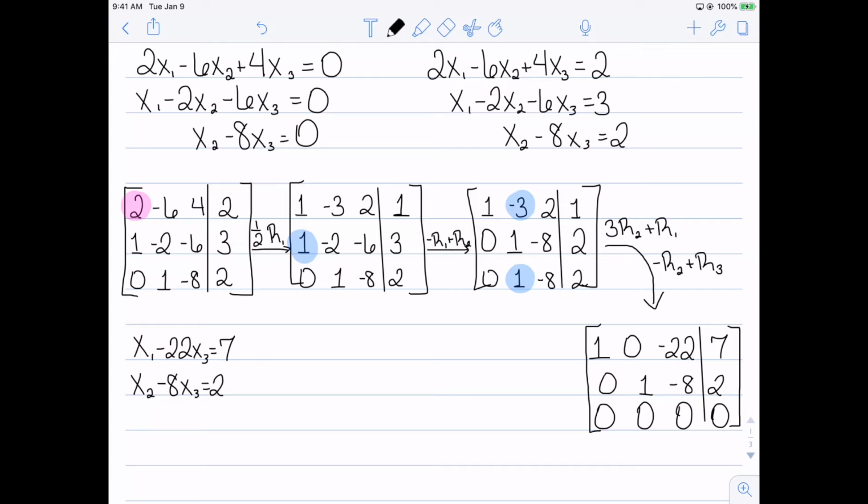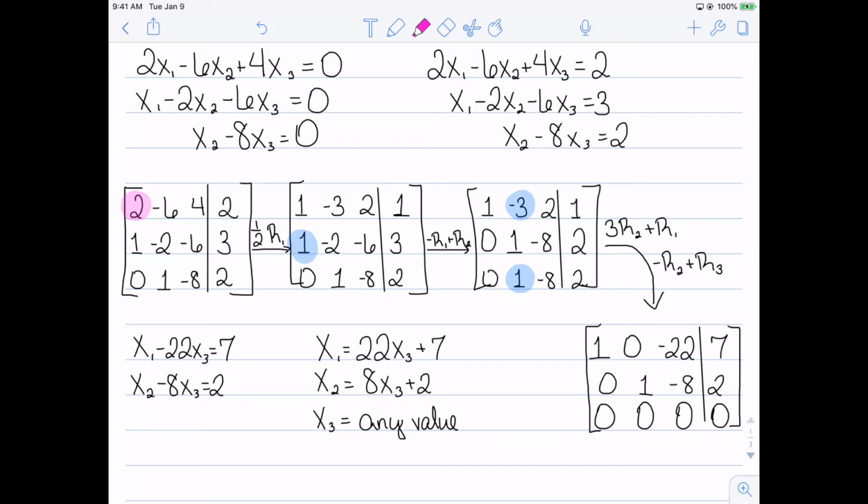Writing out the equations gives us x1 minus 22x3 is equal to 7, and x2 minus 8x3 is equal to 2. So now we need to solve for our basic variables, solve for x1 and x2. So now I have my solution. x1 is equal to 22x3 plus 7, and x2 is equal to 8x3 plus 2, and then x3 is any value.